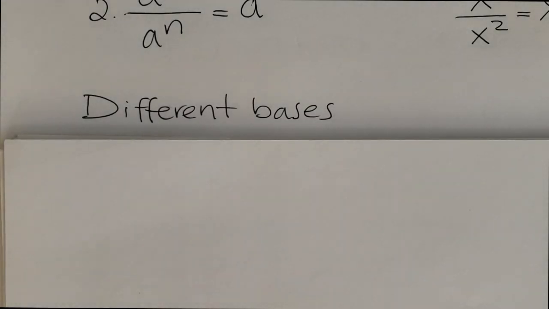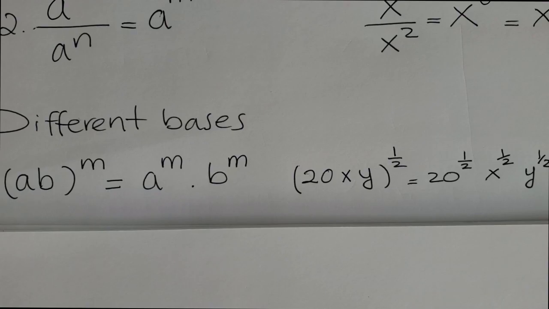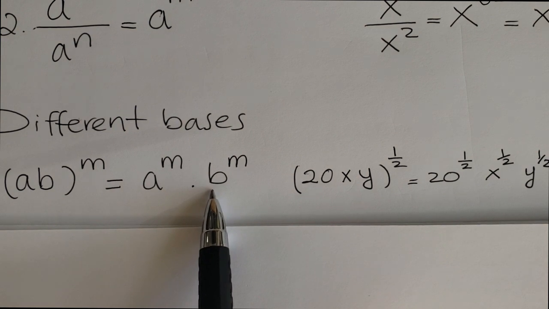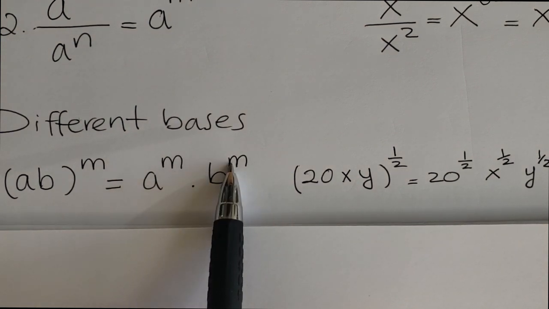Okay, what if the bases are not the same and they are different? So let's say the first thing we will do would be a times b, the whole thing, raised to the power m, okay? Here, there are two different bases, a and b, okay? And the exponent is m.